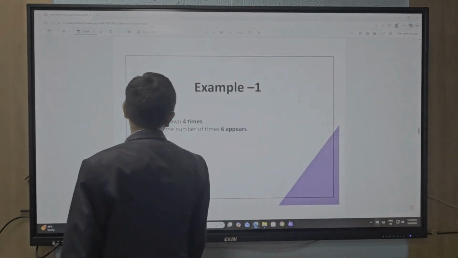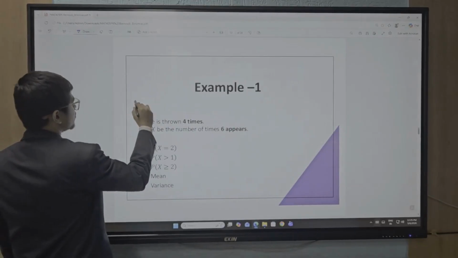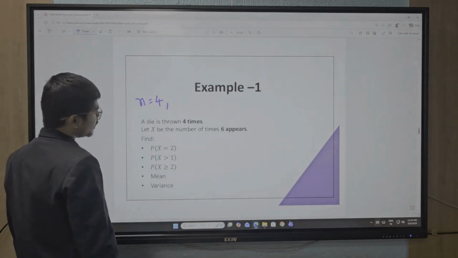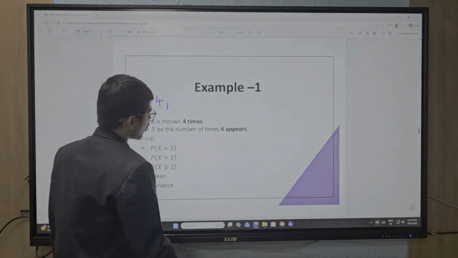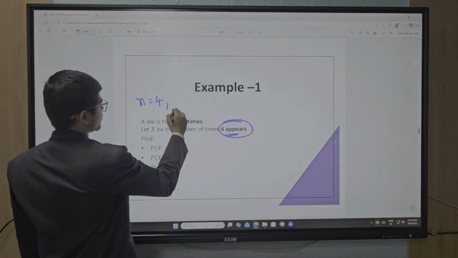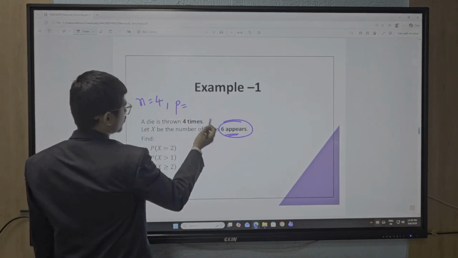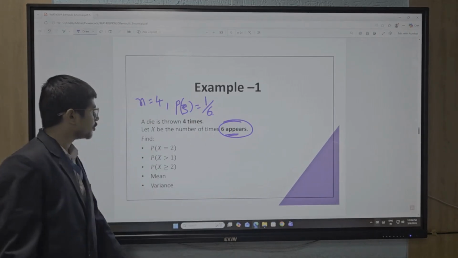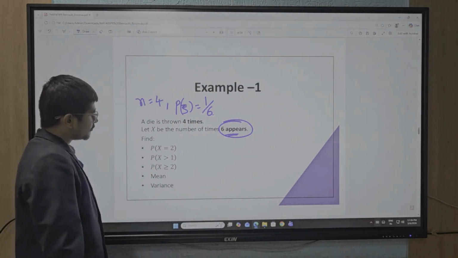Now example 1: a die is thrown 4 times, meaning n equal to 4. Let x be the number of times 6 appears. 6 appearing means success, so the probability of success is 1 by 6. So what is the value of x?